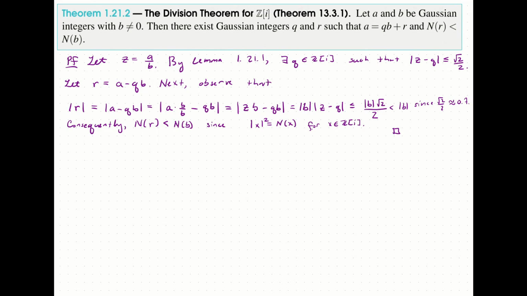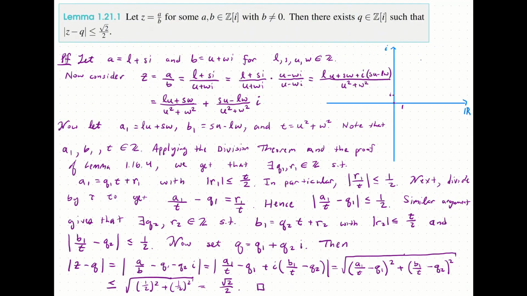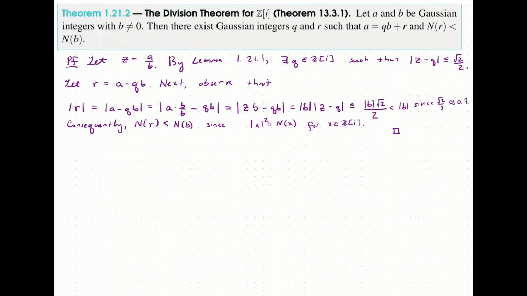But now, what you want to note is that because q can be constructed via the previous lemma, this is now a constructive proof, because we know how to find q based on lemma 1.21.1. Specifically, we want q to be built from the division theorem over the integers. And that's what we did exactly over here. We had q1 and q2 in the integers, and we let q be q1 plus q2 i. And so we know how to find q, and therefore we can find r based on that q that the previous lemma constructs.